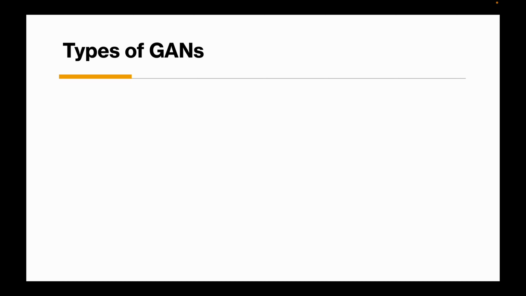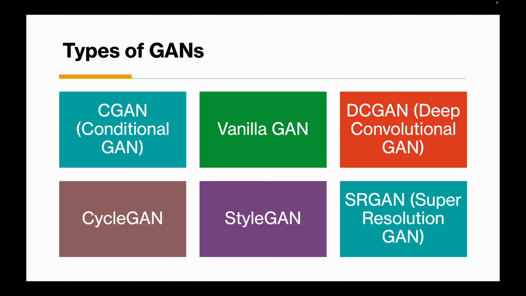Types of GANs. There are several types of GAN models depending on how the generator and discriminator interact with each other. All GANs are developed to address a specific task. These are some important ones. Now let me explain each one.